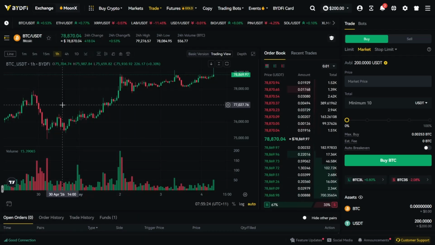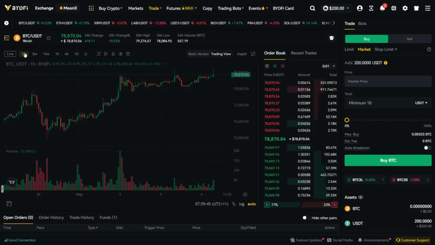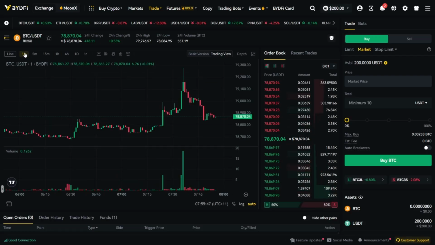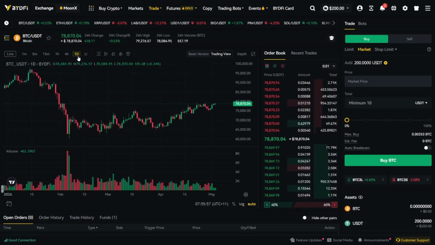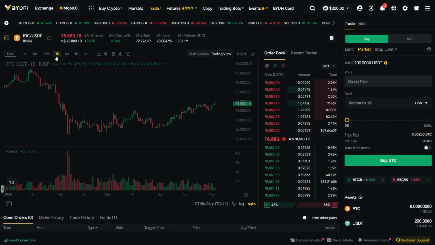Next, we can take a quick look at the trading view chart. This is where you can analyze the price before placing a spot trade. You can change the time frame depending on how zoomed in or zoomed out you want it to be. For example, a 1-minute chart shows short-term movement, while a 1-day chart gives you a bigger picture view. We're going to keep the chart at 1 hour.